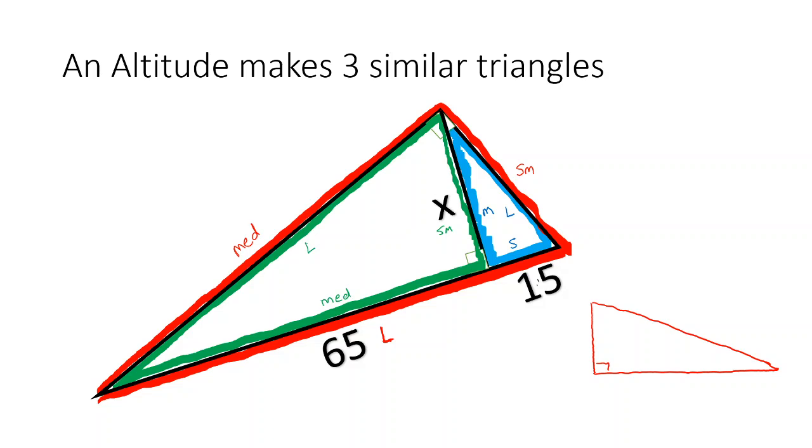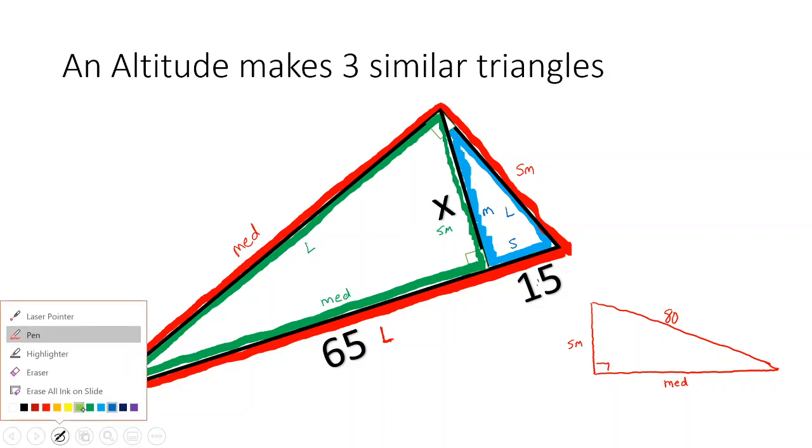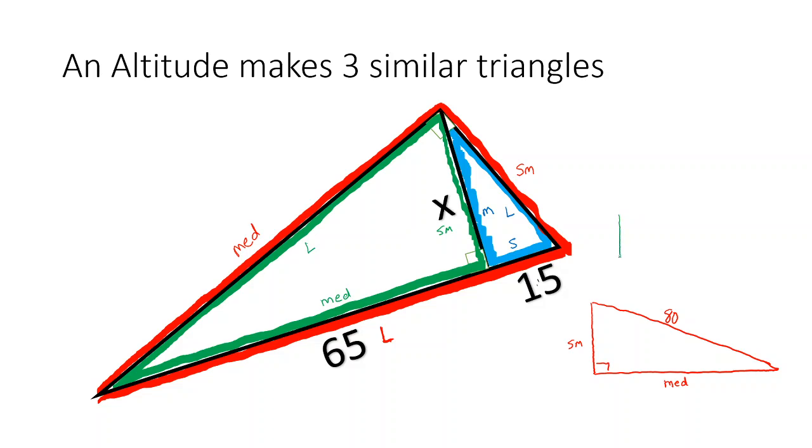Now, in the red one, there's the small side. We don't know the small side, so I'm just going to write SM for that small side. And then we have a medium side. Again, we don't know the value of that medium side, but we do know the value of the longest side. The value of the longest side is 80 units. So there we go. That's the red one. And now I'm going to make the medium one, which will look something like that.